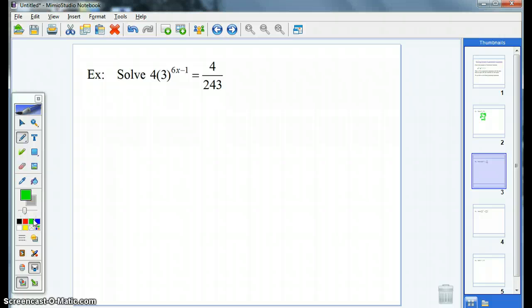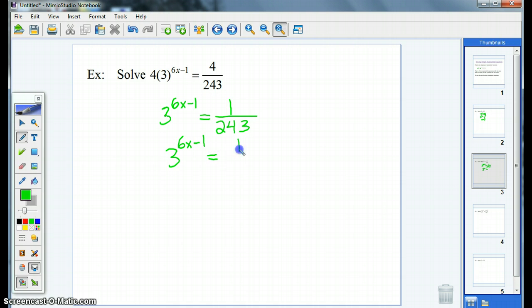The first thing though is to try to get both sides to look like a power, and the way I'm going to have to do that is to first get rid of the 4. I need to divide out the 4, and I can very simply divide both sides by 4 and get 3 to the 6x minus 1 is equal to 1 divided by 243. The next step of this is going to be very dependent upon you understanding that 243 is equal to 3 to the 5th power, that is the 5th power of 3.